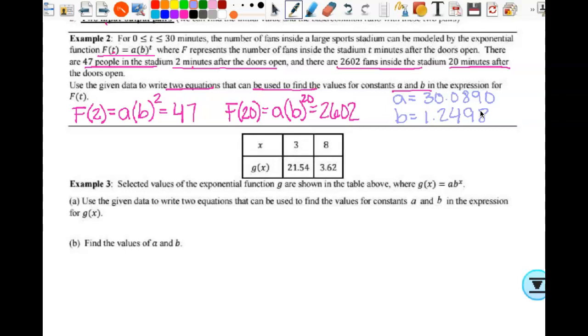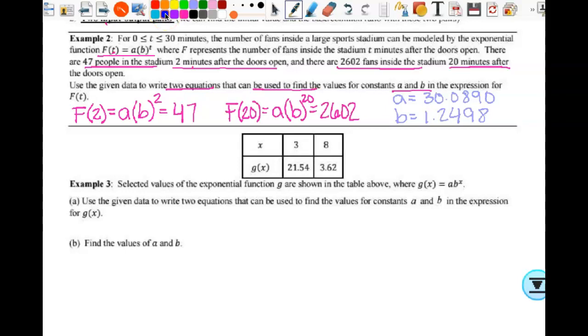And sometimes you might just be asked for A and B. Sometimes you might be asked for the equation. Sometimes you might be asked for the equation and do other stuff with the equation. It just depends on the question. Okay. What questions you got for me? We good? If you can do regression in one, you should be able to do regression in anything. Okay. All right, so then let's look at this next one.